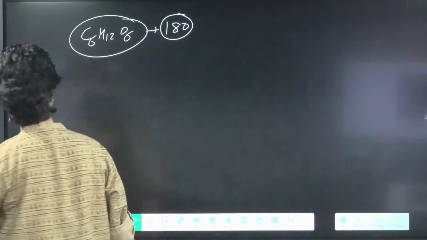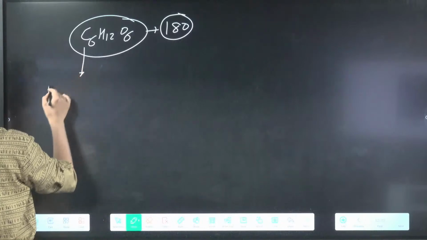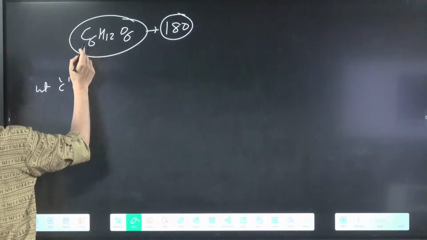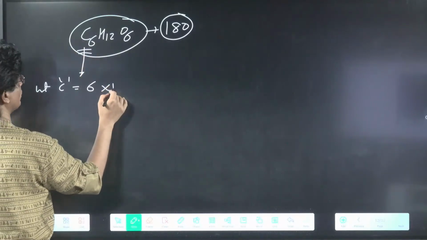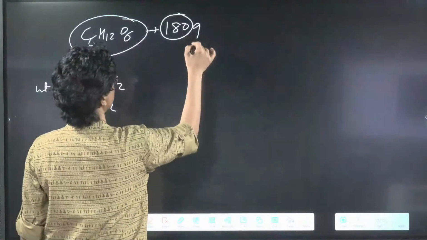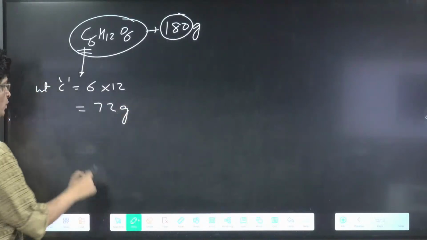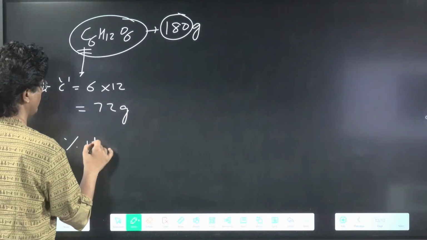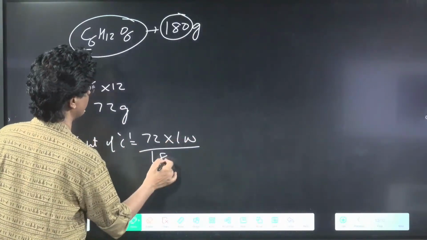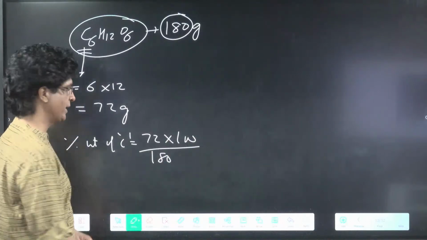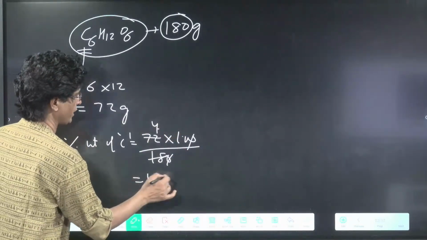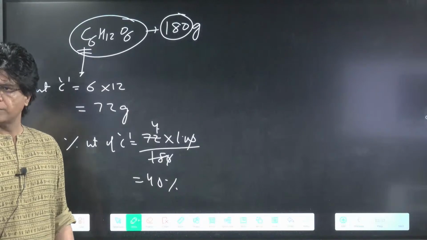Come on. So this contains, if I talk about weight of carbon, 1 carbon contains 12. 6 will contain 6 into 12. That is equal to what? 72. If you take it 180 gram, this will be 72 gram. So the percentage of weight of carbon will be 72 into 100 divided by 180. Out of 180, 72 gram is there. So percentage will be 40%. Very good.